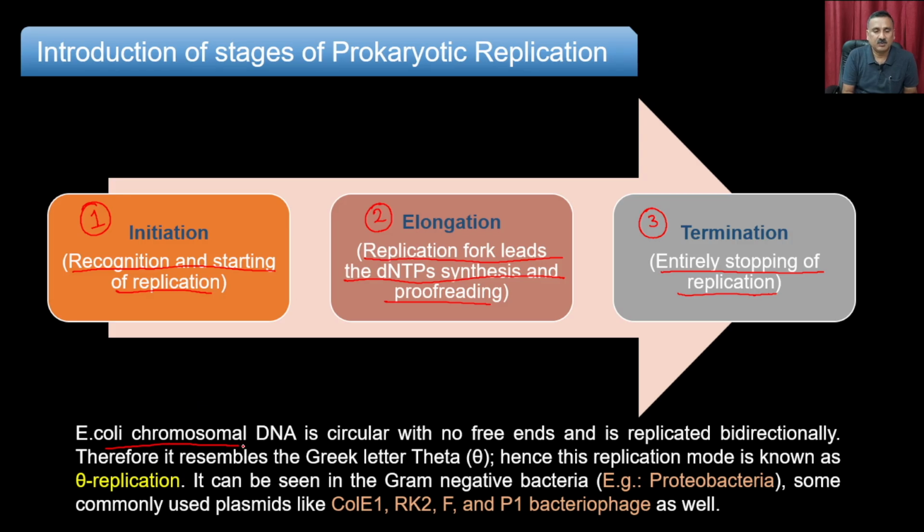E. coli chromosomal DNA is circular with no free end, and it is replicated bidirectionally. Therefore, it resembles the Greek letter theta. Hence, this replication mode is also known as theta replication. It can be seen in gram negative bacteria such as proteobacteria, and in some commonly used plasmids like ColE1, RK2, F and P1 bacteriophage as well. So, this mode of replication, which is called theta replication, is found in the prokaryotic system, as well as in plasmids like ColE1, RK2, F and P1 bacteriophage.